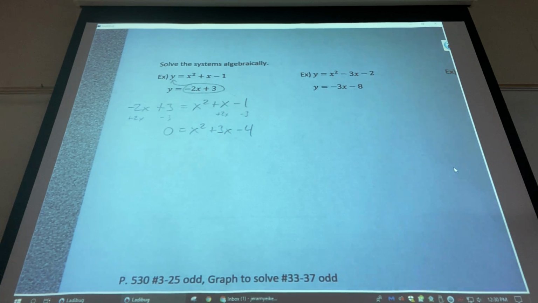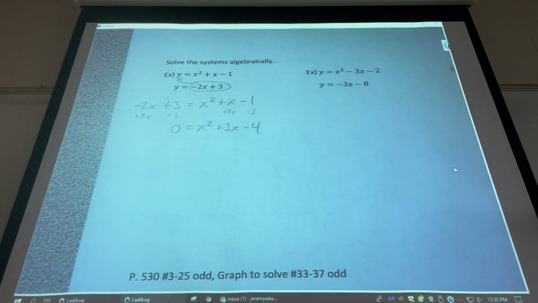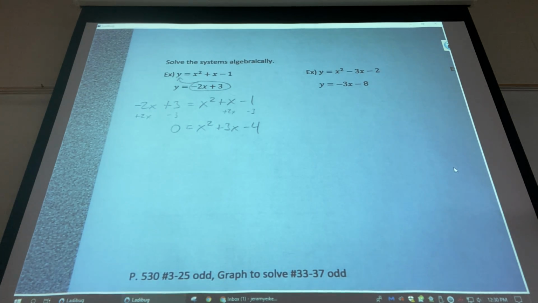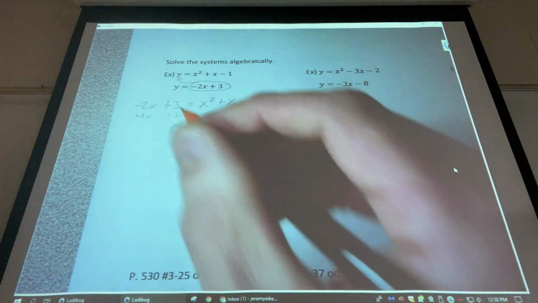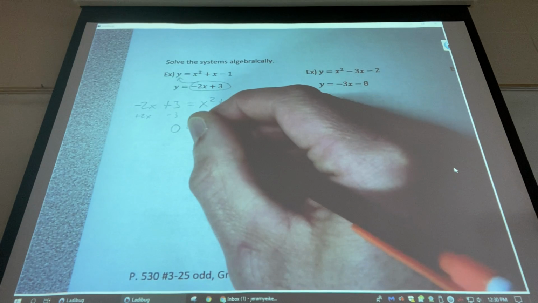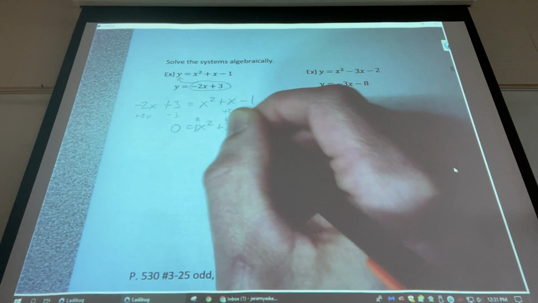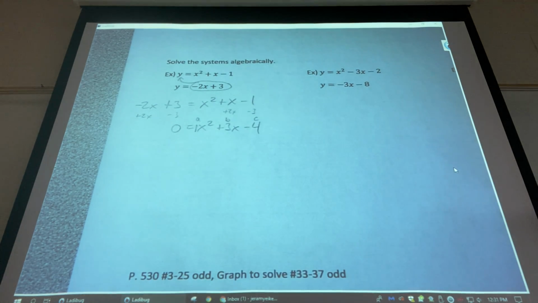Yeah. Oh, Adelaide, I moved them all over to the right side. The one that has the number with x by itself, not x squared, would be the number in x. Oh, well, so a is going to be 1, b is 3, and c is negative 4. Is that what you mean?